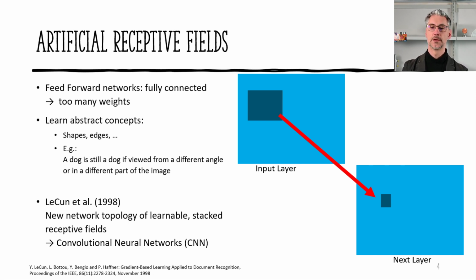What we also want to do is learn abstract concepts. Right? We want to build features. Remember, in deep learning the approach is that we don't use humans to engineer features, but we let this learn. So we need to make a way to learn abstract concepts like shape or edges. Like a dog is still a dog if you view it from a different angle or from a different part of the angle. So we need to identify what is like the dogginess of this thing. And one of the founding fathers of modern deep learning is Jan LeCun, and in 1998 he proposed the convolutional neural networks. And these are essentially a new network topologies of learnable stacked receptive fields in a way.